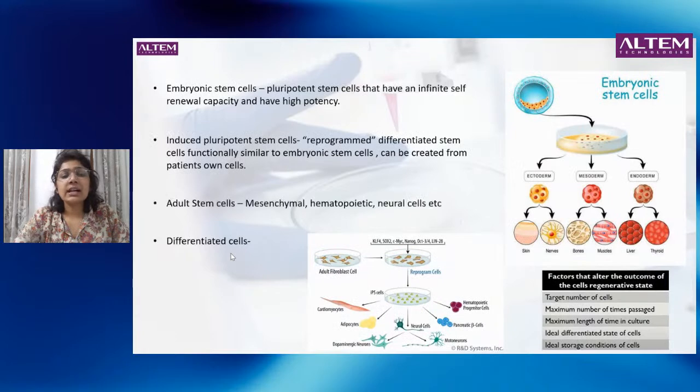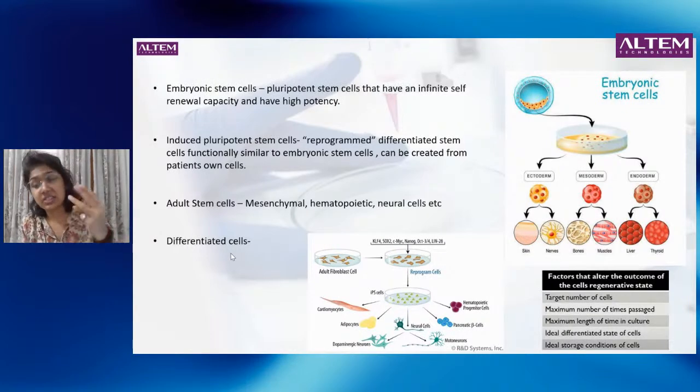So, when coming down to the types of cells, we have embryonic stem cells, which are basically pluripotent stem cells, which have an infinite self renewal capacity and have a very high potency. When you look at embryonic stem cells, they are taken at the blastocyst stage, which is the earliest stage. They are cultured, and then they are allowed to differentiate further, giving you more parts. That is, say, giving the three lineages: the ectoderm, the mesoderm, and the endoderm.